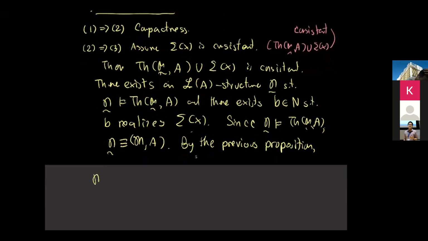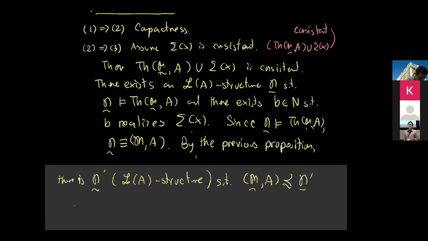You can have N prime that is an L-structure. There is N prime, an L-structure, such that you can assume that this M_A is an elementary substructure of N prime, and there is an elementary embedding G from N to N prime.